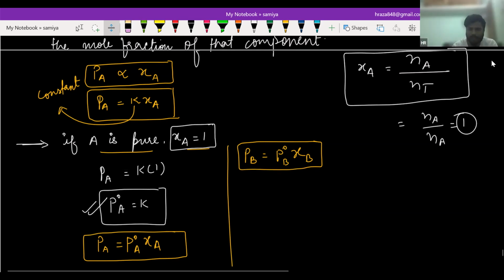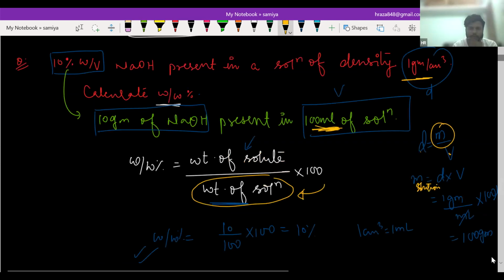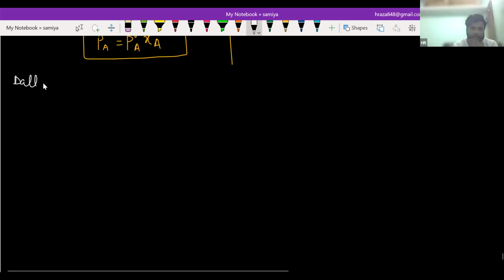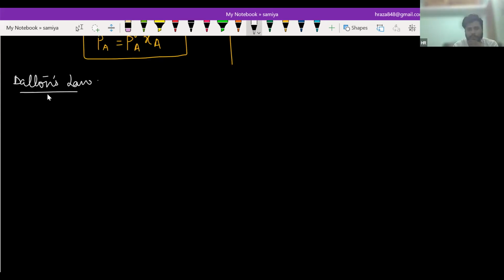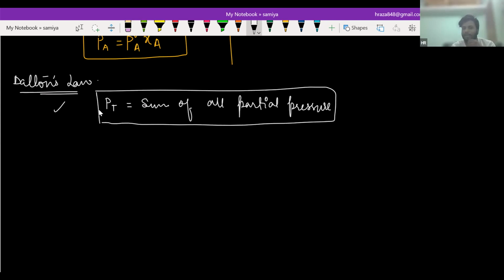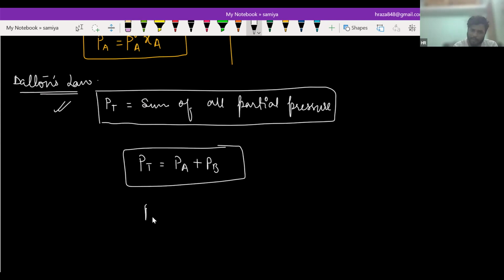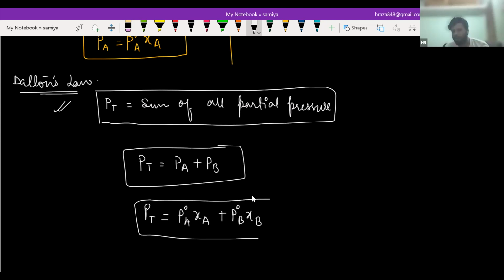Very good. Now here comes the combination of Raoult's law. You know Dalton's law of partial pressure from class 11: total pressure is equal to the sum of all partial pressures. This law is from class 11th, states of matter, gaseous state. In the same way, we can apply Dalton's law in Raoult's law. Total pressure will be equal to partial pressure PA plus PB, and we can also write the values of PA and PB: PT is equal to P naught A zeta A plus P naught B zeta B. Can we write it? So this is the final formula of Raoult's law.